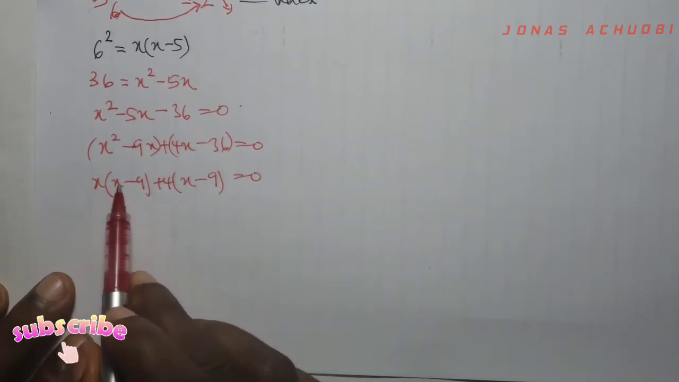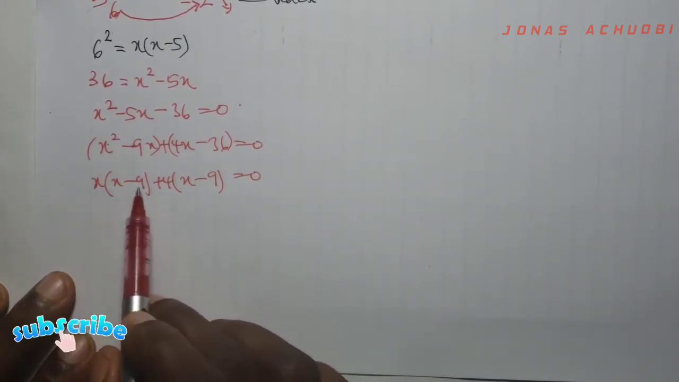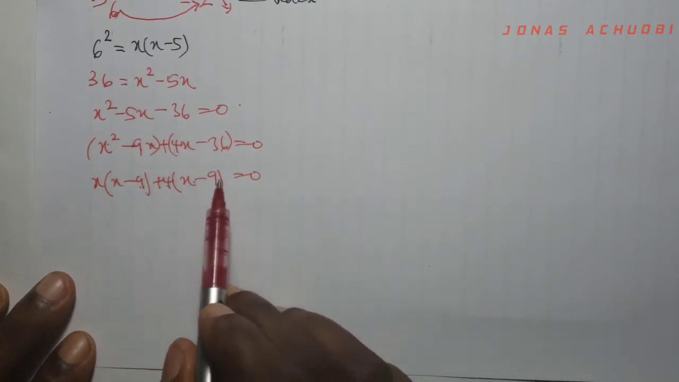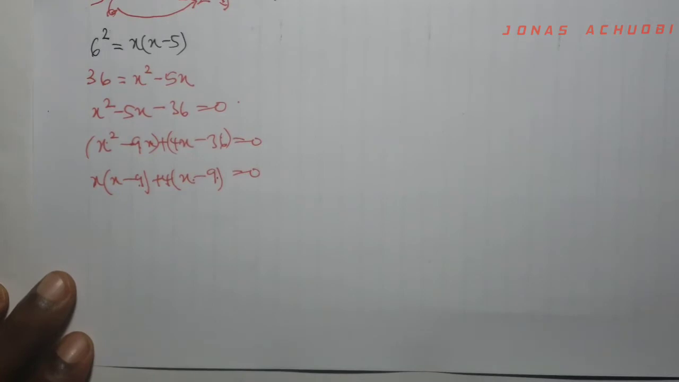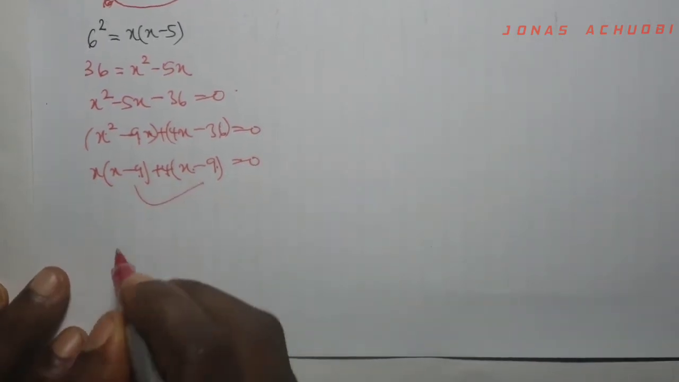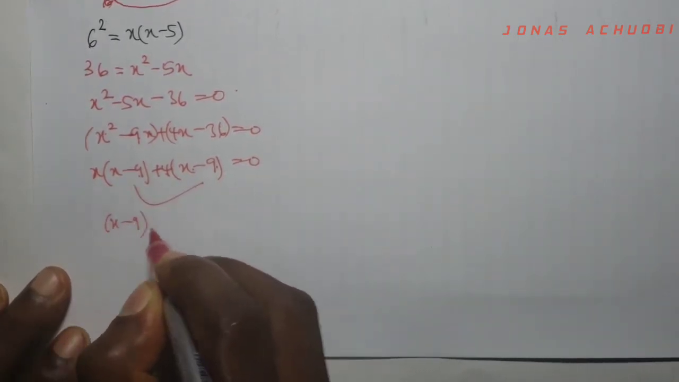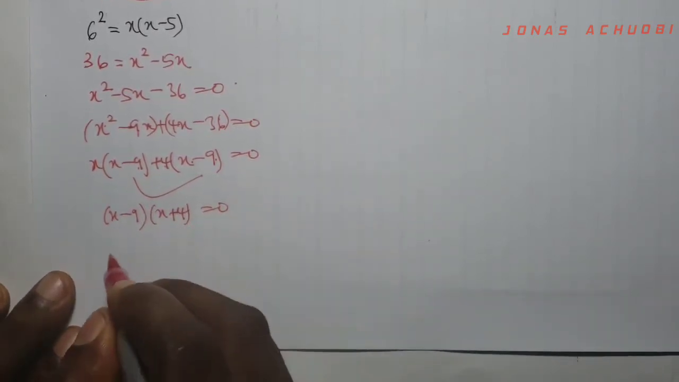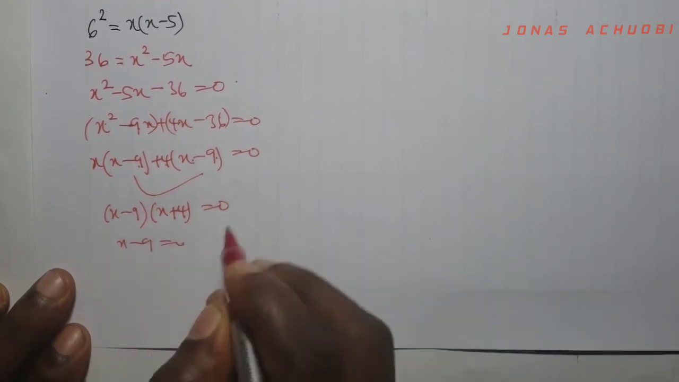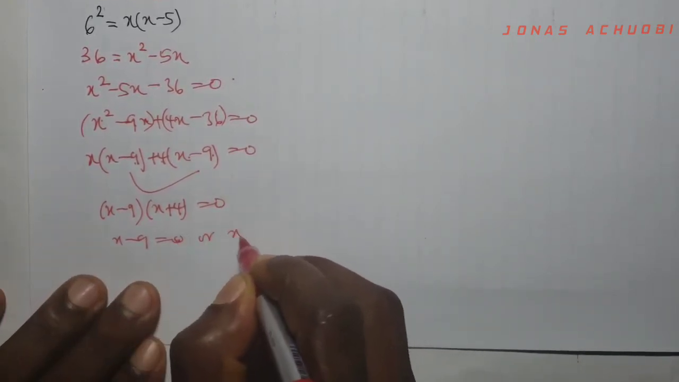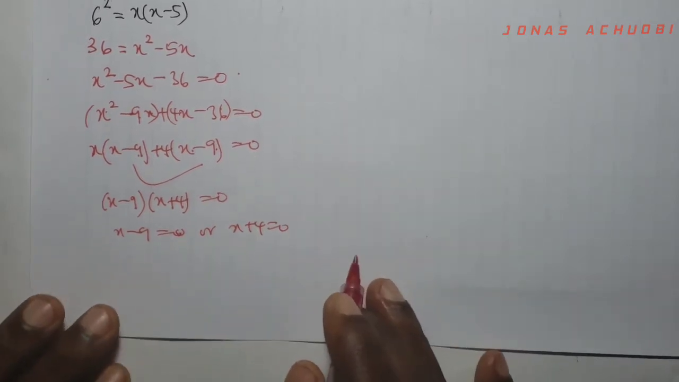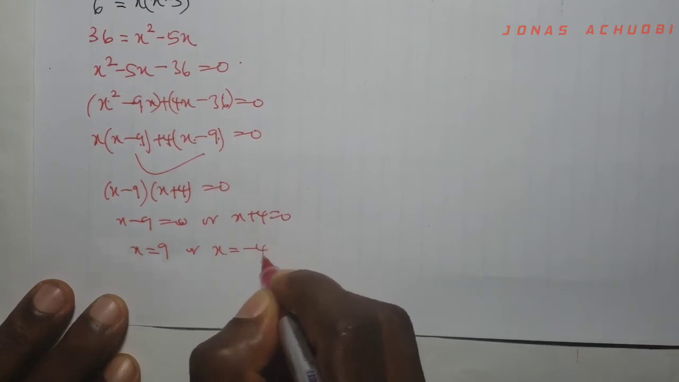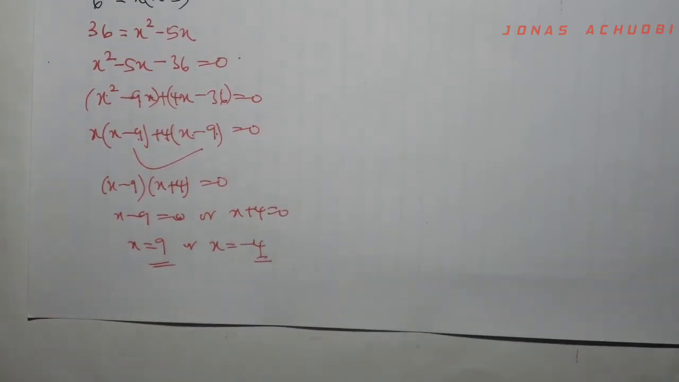Let's check. X times x is x squared. X times negative 9 is minus 9x. 4 times x is 4x. 4 times minus 9 is minus 36. So that's correct. So we pull just one of these. We have x minus 9 into x plus 4 equal to 0. So this means that x minus 9 is 0, or x plus 4 is 0. So we have x equal to 9 or x equal to negative 4 as our two solutions.